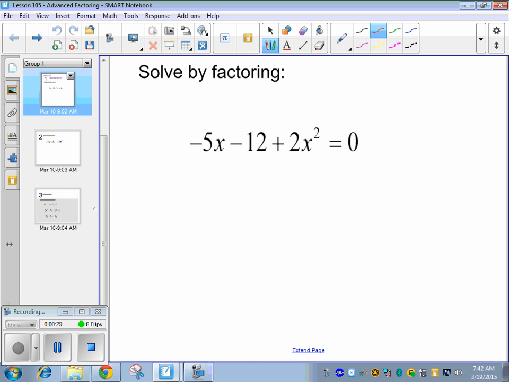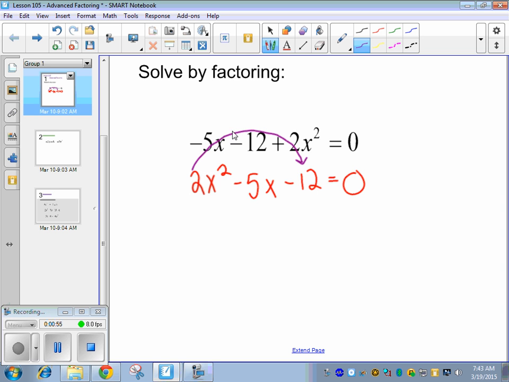What do you guys think? Yeah, we have to put it in order. So I have 2x squared first, and then minus 5x, and then minus 12 equals 0. Okay, then we always look for a GCF. Is there anything that's common to all three terms? No. Okay, so now we're going to do this method here.